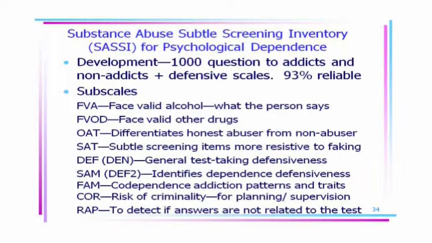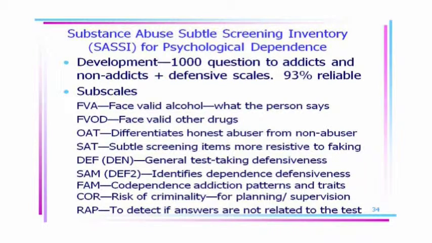Then we have what is called the SASSI. It is the Substance Abuse Subtle Screening Inventory. This deals with the psychological dependence. They come in, they're physically dependent, they're psychologically dependent, and they're spiritually dependent. So this deals with the psychological dependence. The person who developed this asked 1,000 questions to addicts and non-addicts, and they came up with these defensive scales. It is about a 93% reliable method, and this tells us whether they are addicted or whether they are simply abusing the substance. We rely on this SASSI heavily to see where we need to place them.